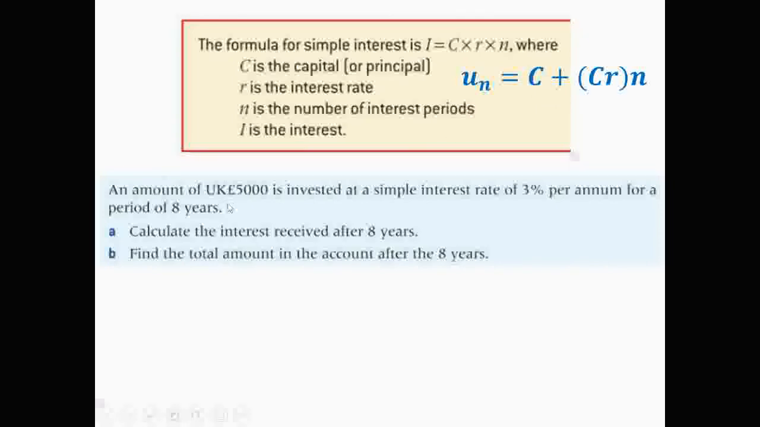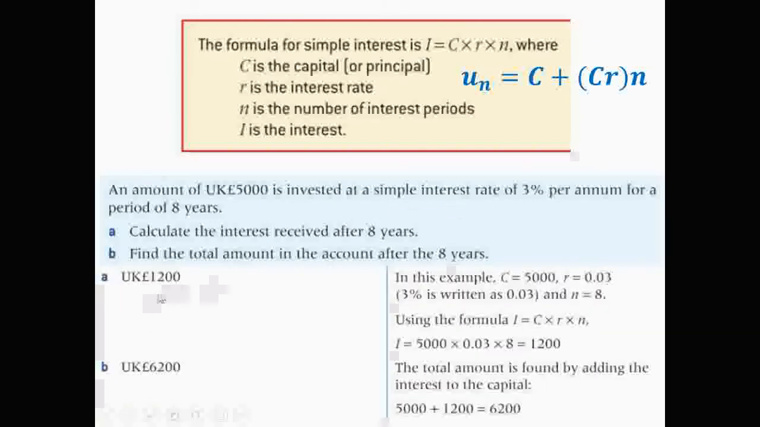So let's say we are told an amount of 5,000 pounds, UK pounds, is invested at a simple interest rate of 3% for 8 years. Calculate the interest received after 8 years. So now it's talking about just the interest, so we're going to use this interest formula here. But then in B, find the total amount in the account after 8 years. Well, the total amount is the interest you earn added on top of what you put in, right? So let's see if you can get those two values.